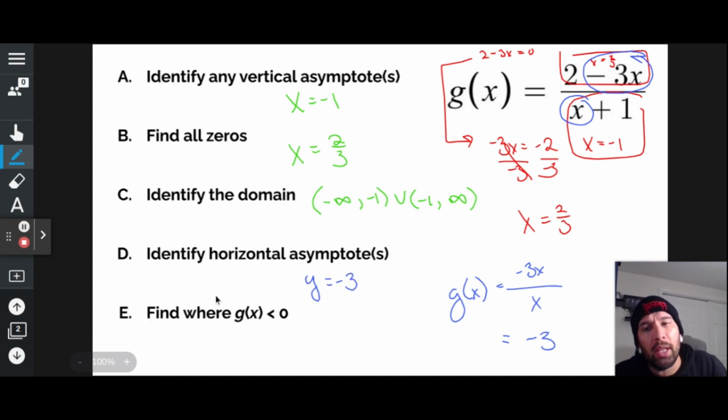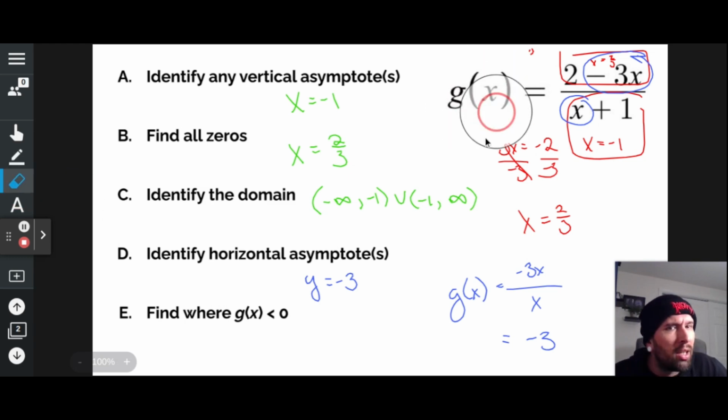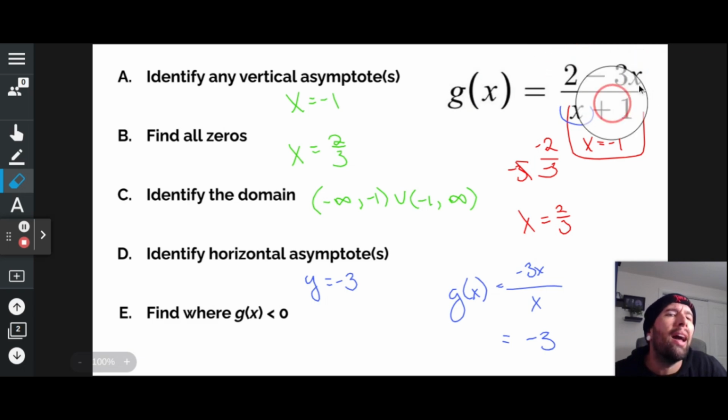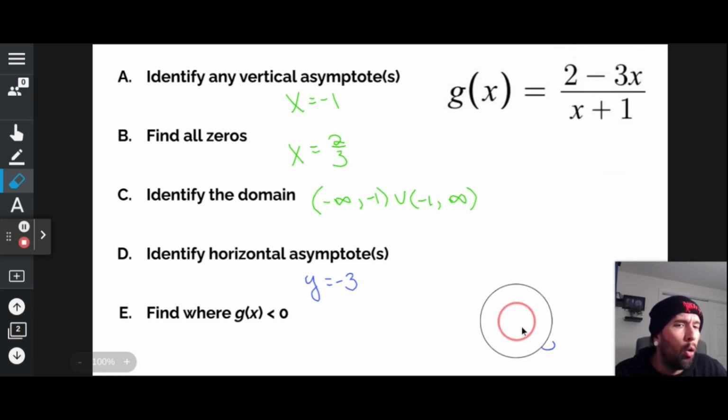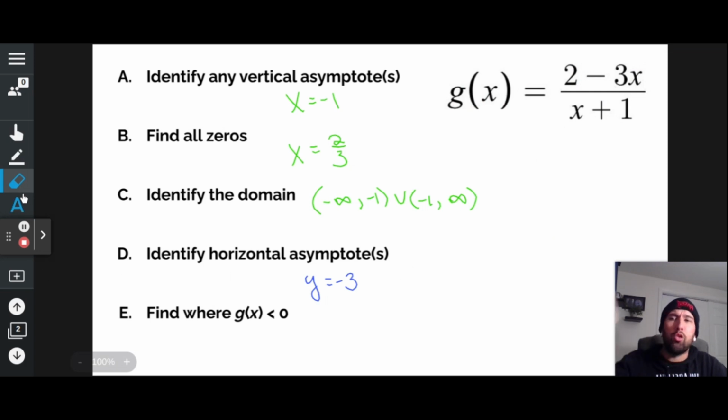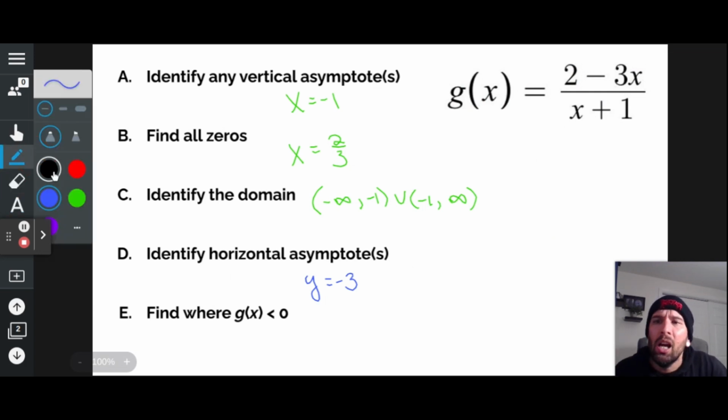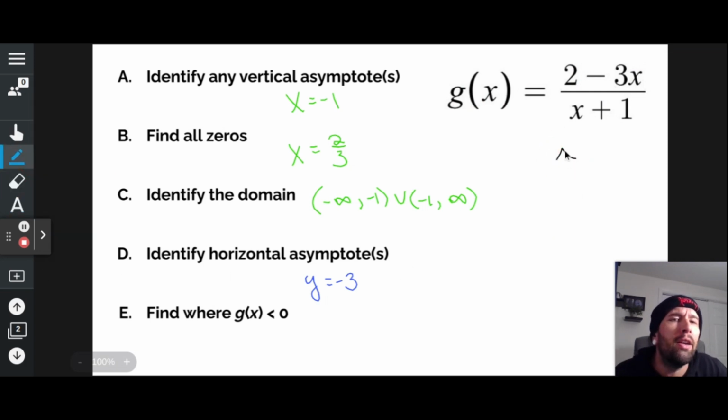So what I need to do with E is find out where everything is negative. So I'm going to want to make myself a sign graph or a sign chart, however you view it. But first, I'm not using a calculator. I need to get a good idea of what this picture looks like. This graph: no holes, no craziness, no multiplicity. I'm just going to draw a very basic picture based off of what I know.